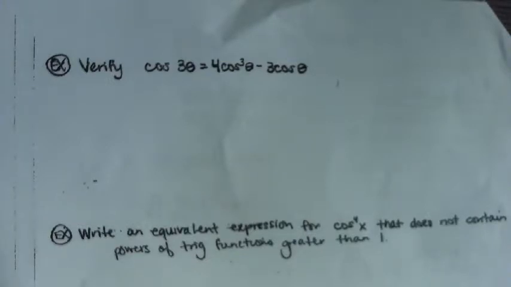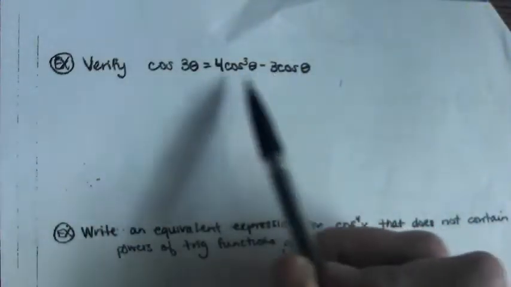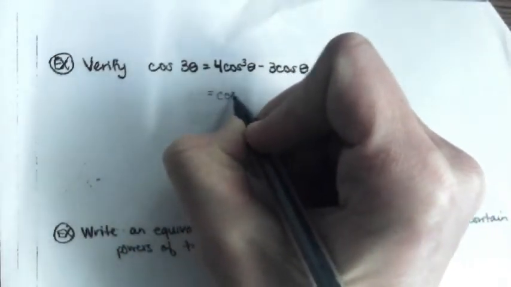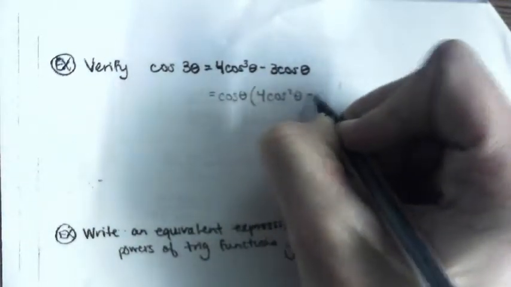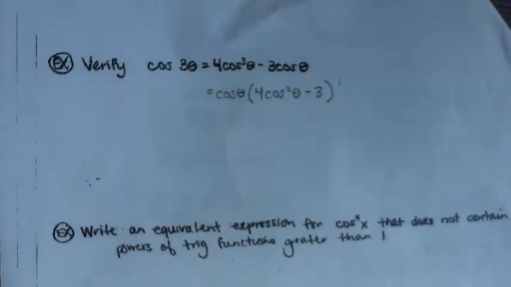Stephen? Jalen? Right, you could factor on the right, factor out a cosine theta. Okay. Let's do that. We'll take a cosine theta out, and then 4 cosine squared theta minus 3. And that's really it on the right-hand side. I don't see anything else that you could do.